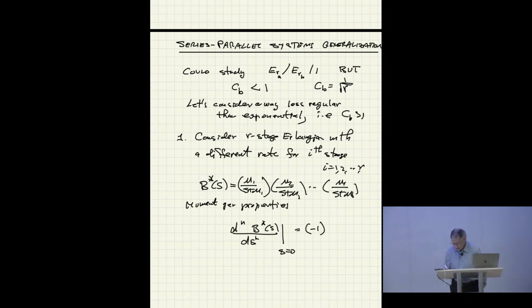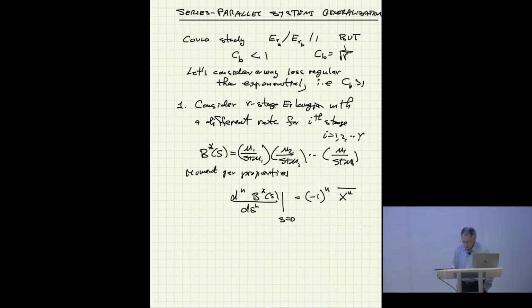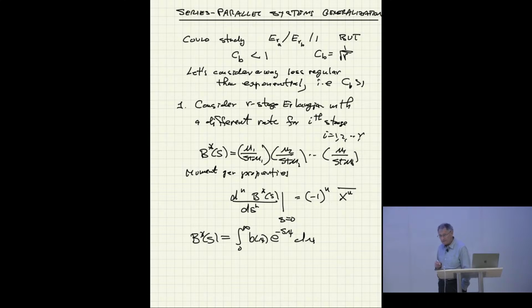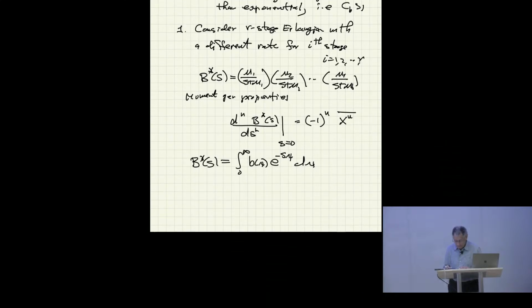You don't want to forget the minus 1 to the n times, I'll use x to the n bar, where x is the service time. Okay? Where does the minus 1 come from? Remember what B star is. B star of S is equal to the integral from 0 to infinity of B of x e to the minus sx dx. When you differentiate with respect to s, that minus comes down. Namely, you get a minus x, then a plus x squared, and a minus x cubed, etc. That's where it comes from. So that'll help you remember it, perhaps. Okay.